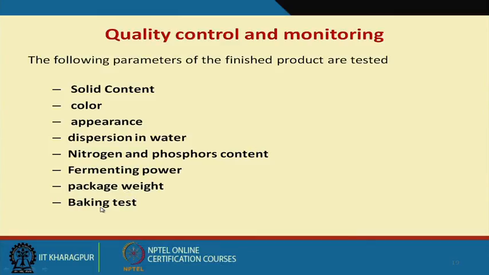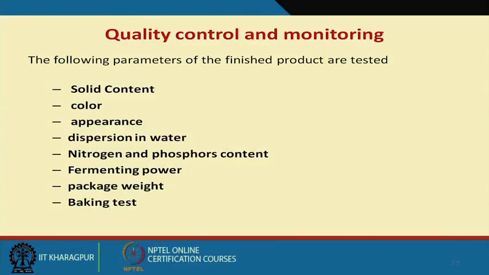Packaging weight and baking test. Baking test means how much carbon dioxide is produced. That is also very important. If it produces carbon dioxide very slowly, then the incubation time for the bread making industry after the dough preparation will be very high. That is undesirable.